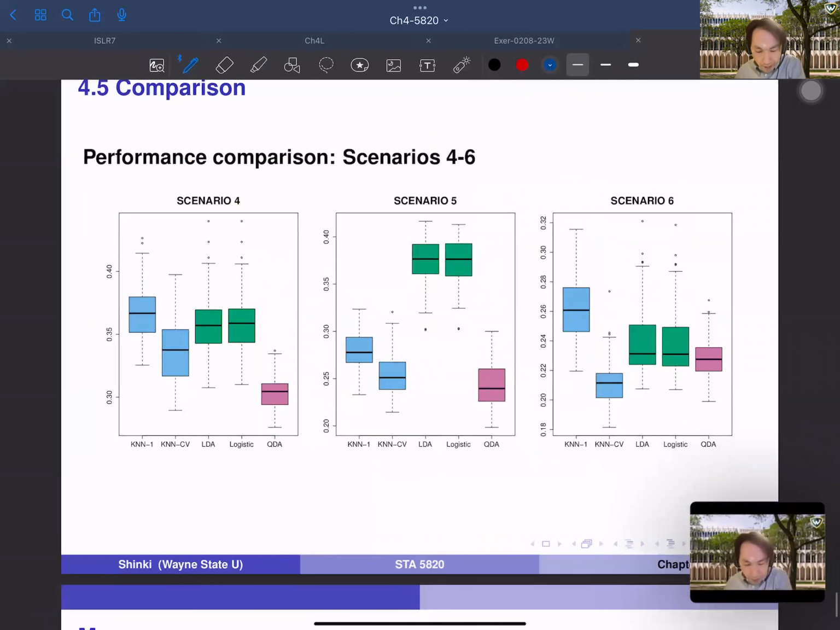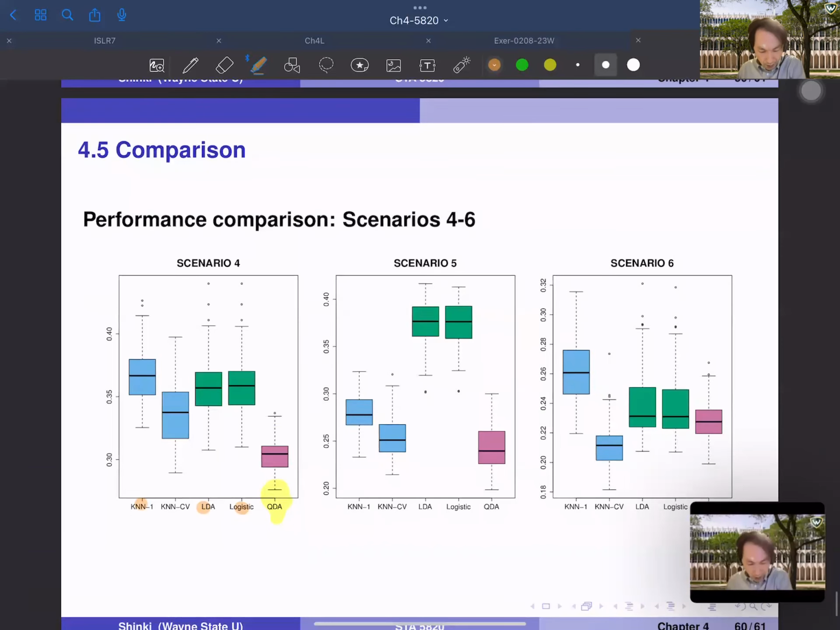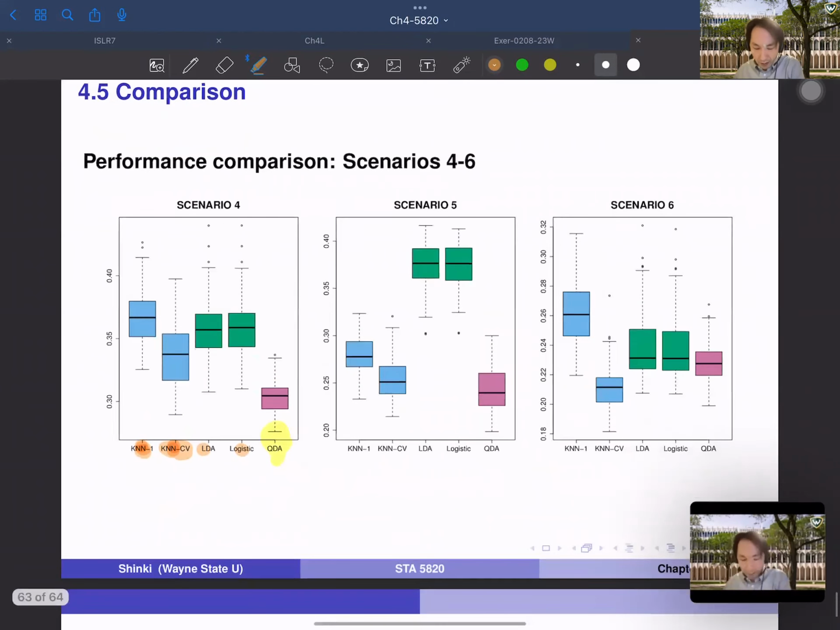But scenario 4, that is a QDA situation. So QDA is the correct model, so the performance is best. And LDA and logistic perform worse. And KNN is similar: KNN with the optimal K is actually better than LDA and logistic, but worse than QDA. Of course, QDA being best basically means we know the correct model.